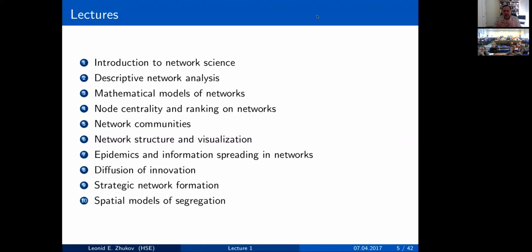Week 9, we're going to be talking about strategic network formation, and that is how and why networks are formed, especially from the point of view of economics, from the point of view of utility theory. And week 10, that's an additional lecture, we're going to talk about what's called spatial models of segregation. That's a very applied topic, quite interesting, especially if you are into urbanist studies and thinking about cities. So that's the plan.